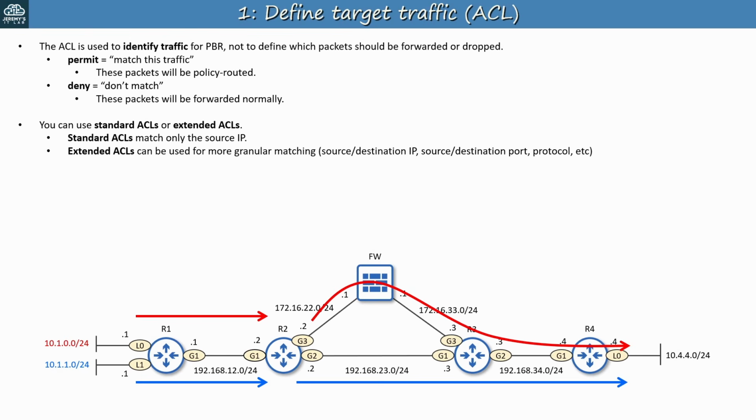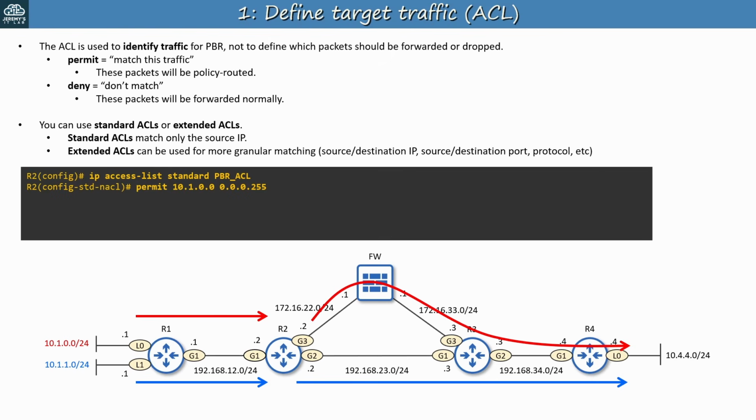For this simple example, I'll use a standard ACL. Here it is. I made a standard ACL named PBR ACL and permitted the 10.1.0.0/24 subnet, R1's loopback0 interface. You could also configure a deny statement for the 10.1.1.0/24 subnet, but that's not necessary. Remember, ACLs have an implicit deny at the end. So that's all for step 1, defining the target traffic for PBR.